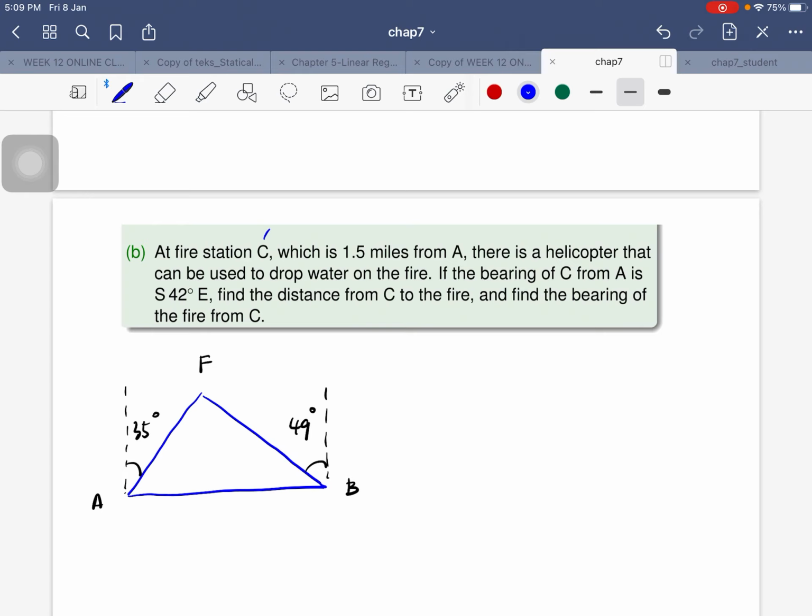It says that if the bearing of C from A is south 42 degrees east, so this is north, south, east, west, and over here it says south 42 degrees east, so it's going to be that way. Of C from A, meaning that A is going to be that direction towards C. So if the bearing of C from A is south 42 degrees east, find the distance from C to the fire.